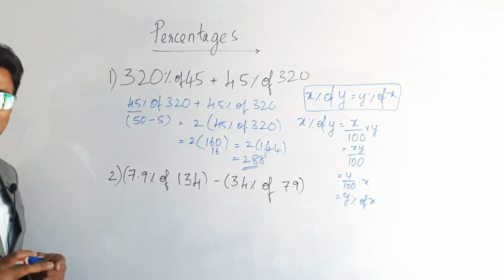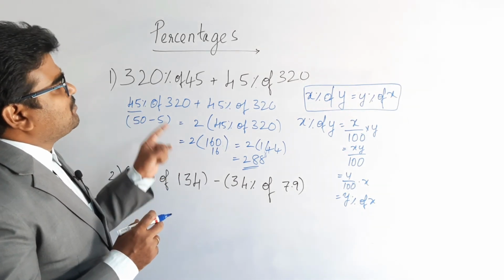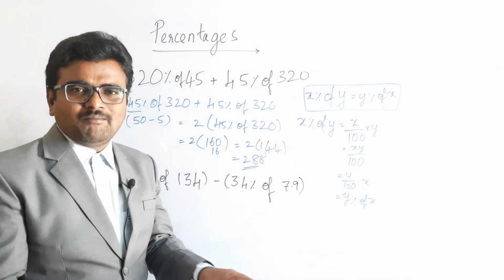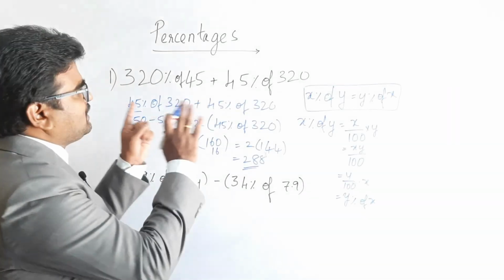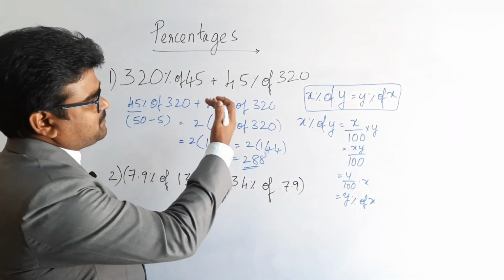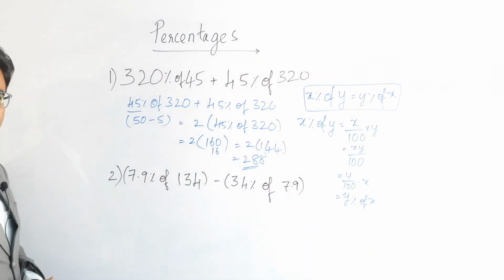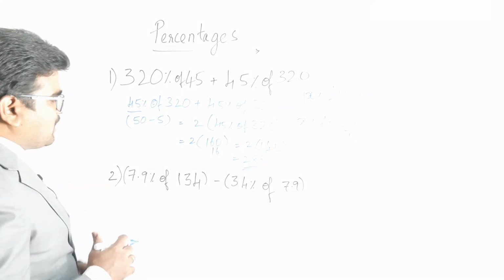But most students will use 320 by 100 into 45 plus 45 by 100 into 320. It's all a waste of time. Most people are wasting their time by applying the percentages, meaning by 100. But rather than that, if you perform like this, your time will be saved, because every second and every minute is very important.